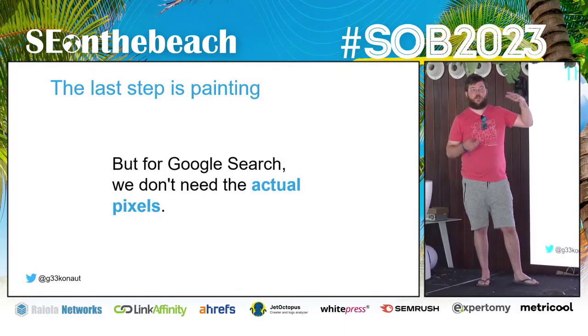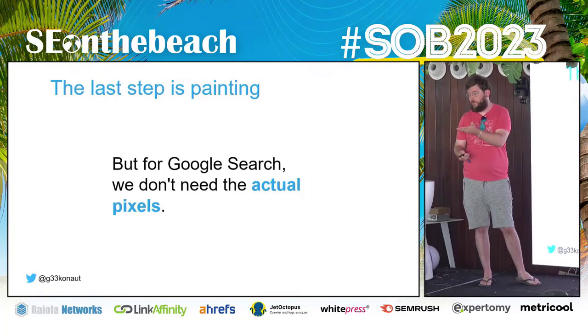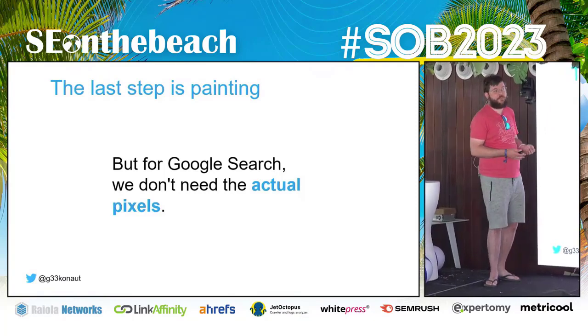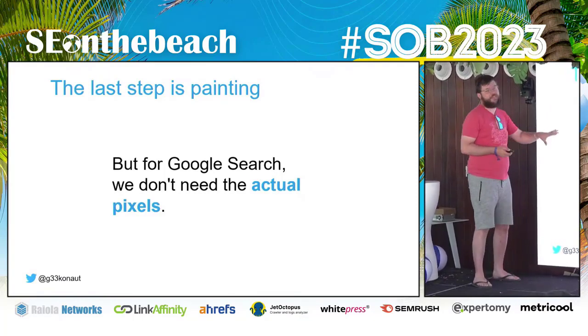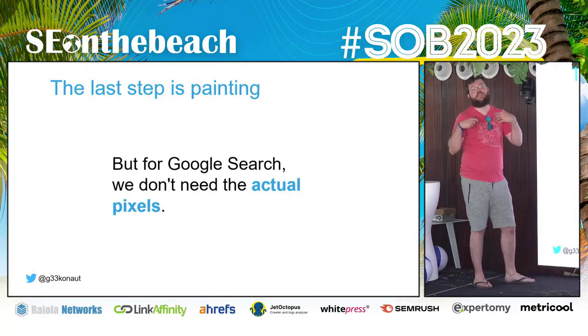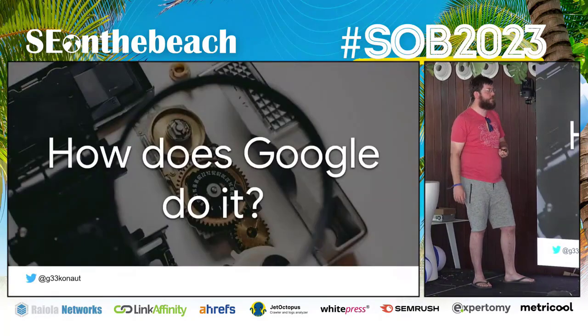It's not enough hands. Rendered HTML in the URL inspection tool, yes. So you want to look at the rendered HTML in the URL inspection tool. That's where you find the rendered HTML, and that's the snapshot of the DOM that we took. So how does Google do it?